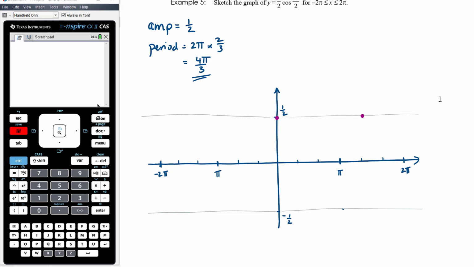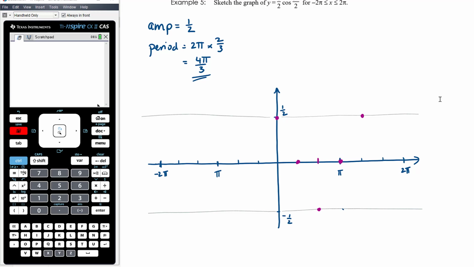Halfway along that period is where we'll have our minimum value, so that's going to be down here, corresponding with that tick there. Halfway between the first two purple dots is where we'll cross the x-axis, so that's going to be right there on that pi on 3. And then halfway between the last two purple dots is also on the x-axis, which will be here at pi. So there we've got one period perfectly correct.